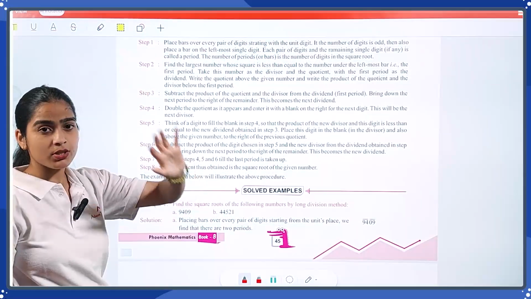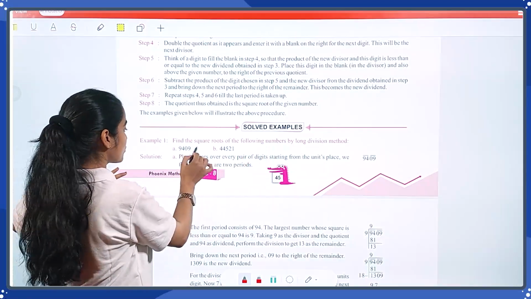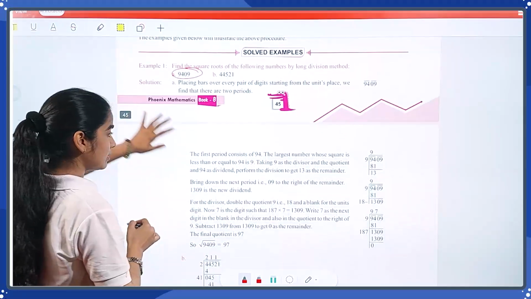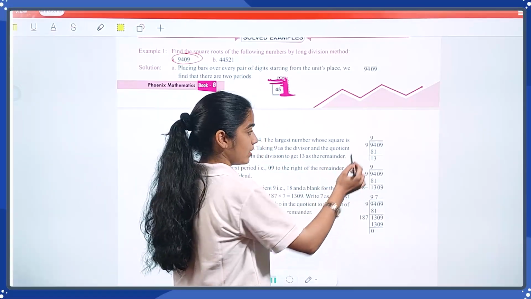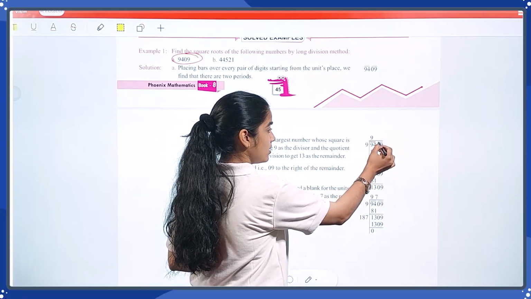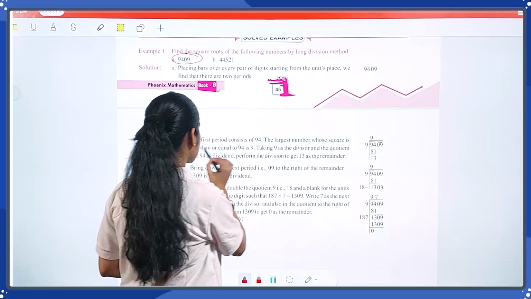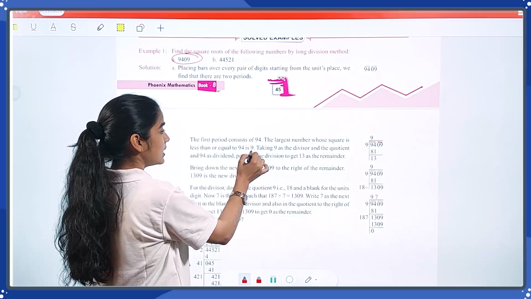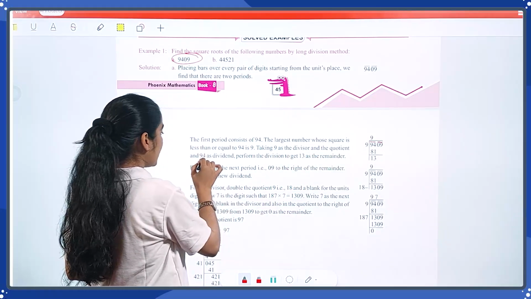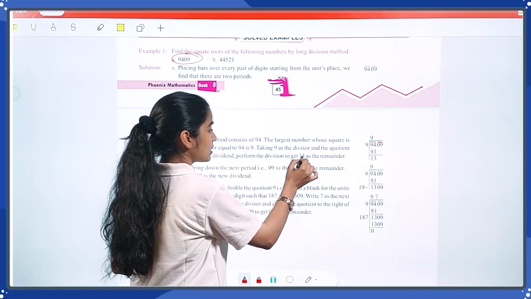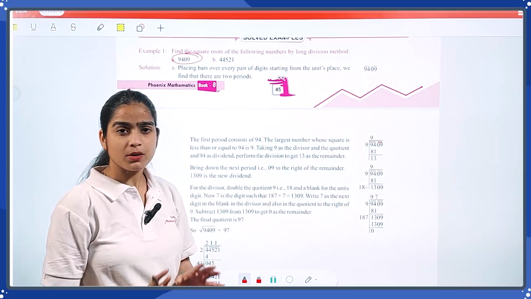We are going to learn these steps with the help of an example. Find the square root of the following number by long division method. So this is your question. First we have to pair the digits. We have a total of 4 digits, so 2 and 2. The first period consists of 94. The largest number whose square is less than or equal to 94 is 9. Taking 9 as the divisor and the quotient and 94 as the dividend, perform the division to get 13 as the remainder. So the first step is clear, we just have to pair up our numbers.